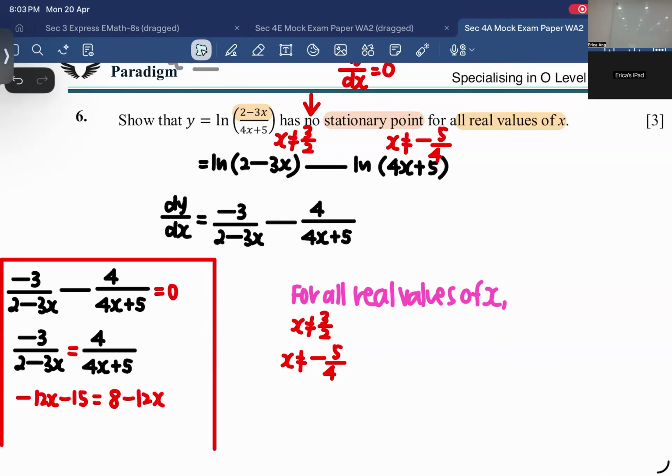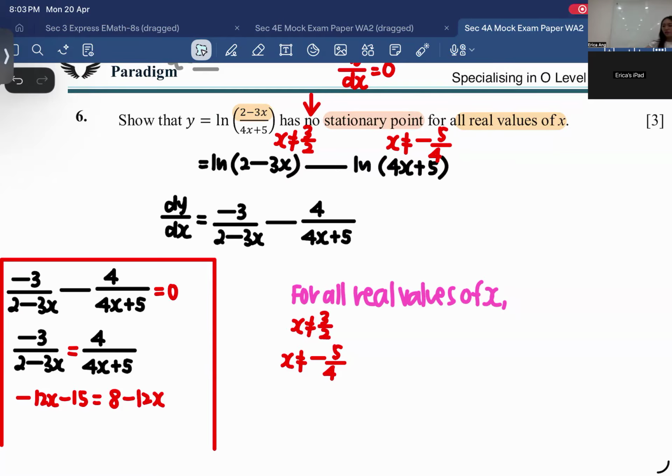Guys, x can be any number except this. Will this fraction ever be 0 or not? No, really, right? x can be any number except this. This fraction will also never be 0. Make sense or not? So the moment you write this down and this, you will know that this will never be 0. Can we understand that?